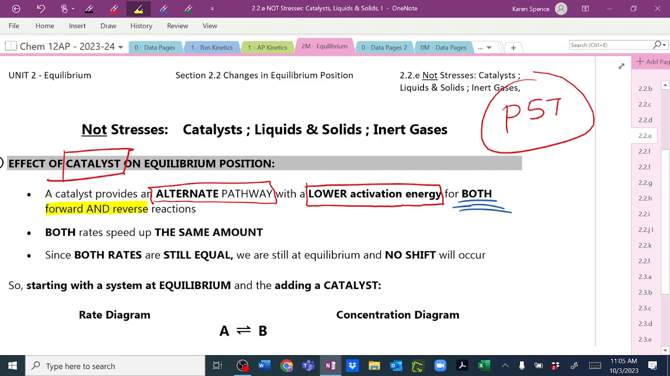Change in temperature will always affect the endothermic direction more. If you increase it, the endothermic rate will be increased more. If you decrease the temperature, the endothermic rate will decrease more. Now, a catalyst speeds up both rates by the same amount. Both rates are still equal and there will be no shift.